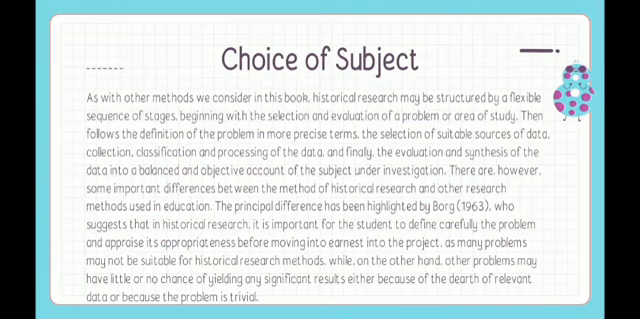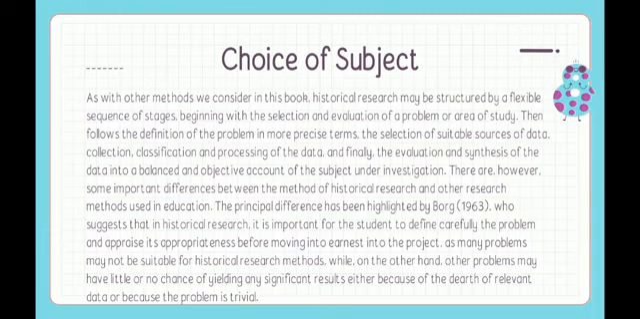Okay, the next slide, choose of the subject. As with other methods we consider in this book, historical research may be structured by a flexible sequence of steps, beginning with the selection and evaluation of a problem or area of study. Then follow the definition of the problem in more precise terms, the selection of suitable sources of data, collection, classification, and processing of the data, and finally, the evaluation and synthesis of the data into a balanced and objective account of the subject under investigation.